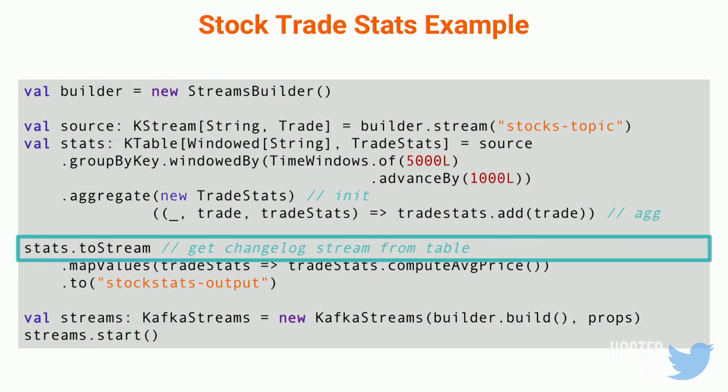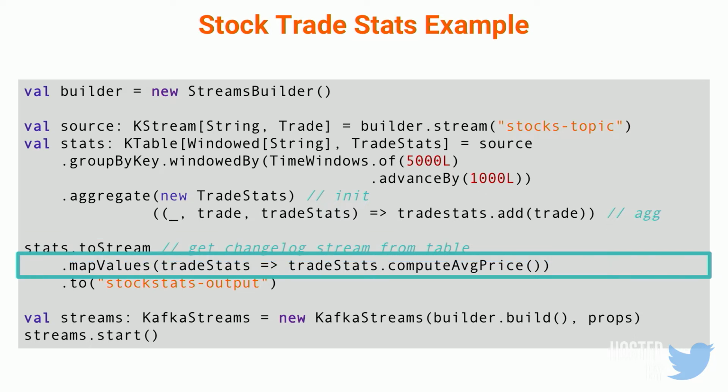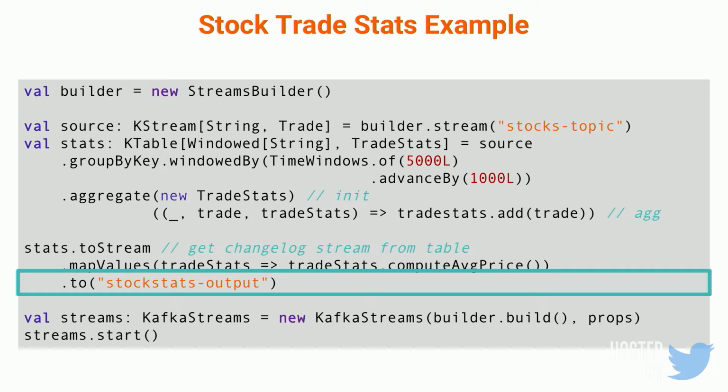So then we can also transform the state actually back into a changelog stream. So for every update, we're getting an update in the output stream. We map the values again to actually do a computation. So here we want to have the average price. And then we write the result back into an output topic. And note, up to this point, it is all just declarative. It's just saying what we want to do. No computation happened so far.